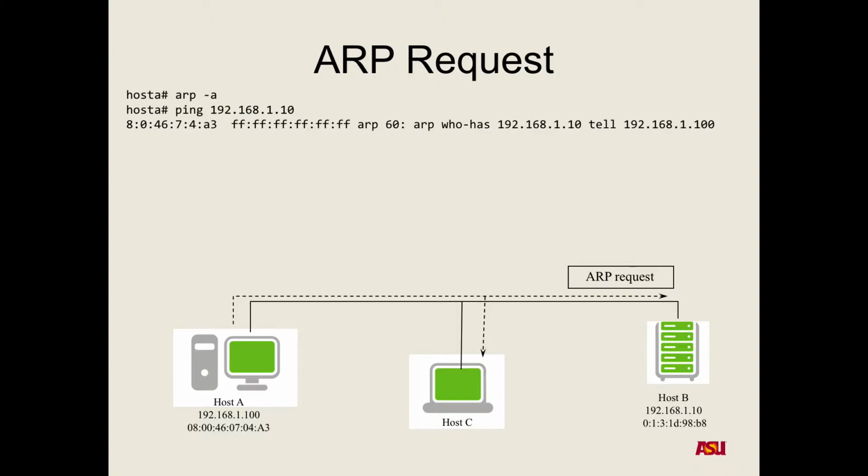Everyone who is 192.168.1.10? Yes, by sending out an ARP request, right? So host A sends out an ARP request to every single host in the network. How do we know that this packet goes to every single host in the local network? Because the destination MAC address is all ones.